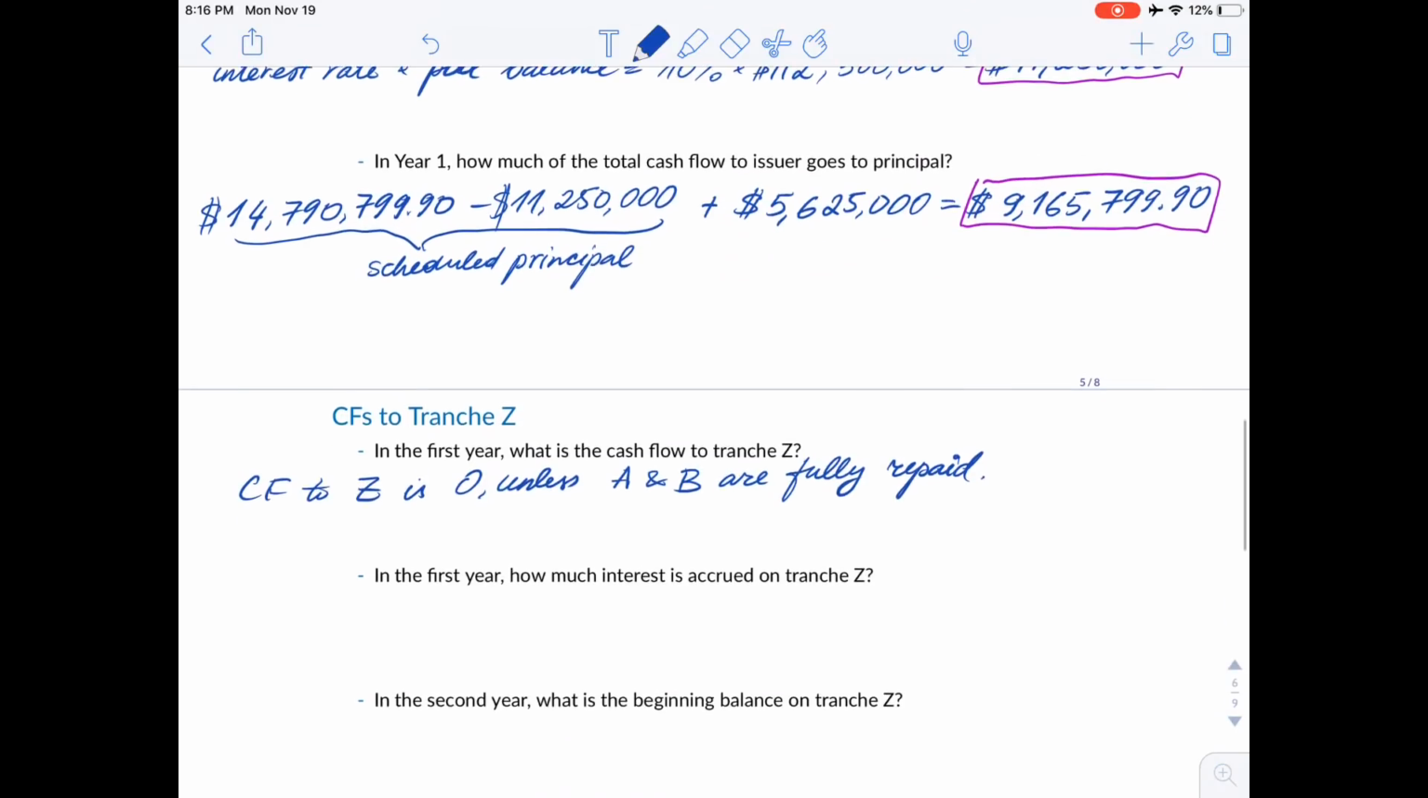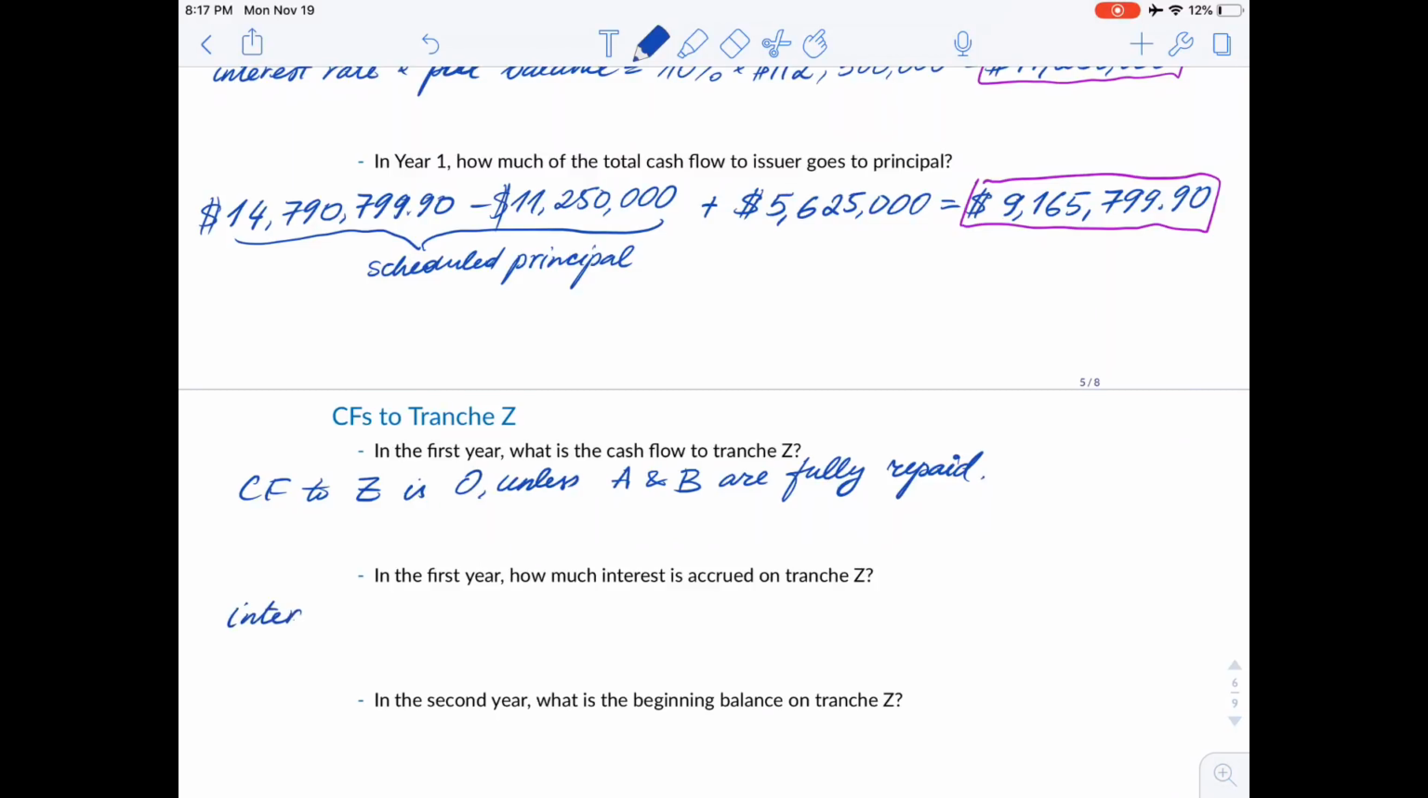In the first year, how much interest is accrued to Z? So remember that tranche Z does not get its interest right away, but of course it's still owed to the investors. So how does that work out? That interest gets tacked on to the principal in the following year. So instead of the principal being paid, the interest being paid off to the investors, it actually accrues on the principal for the following year.